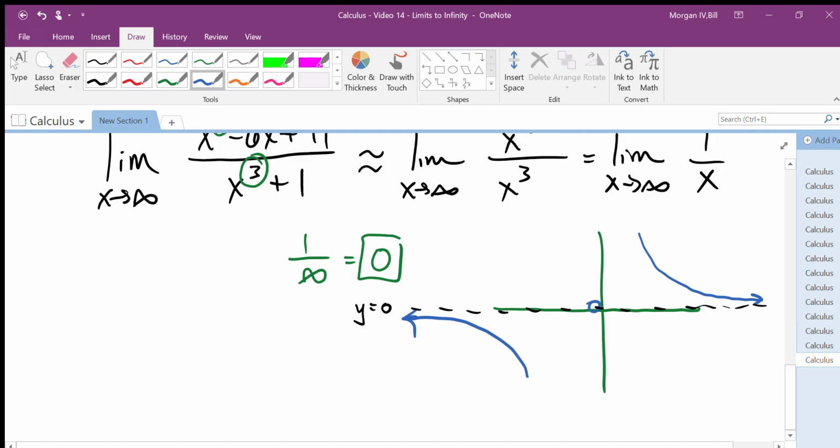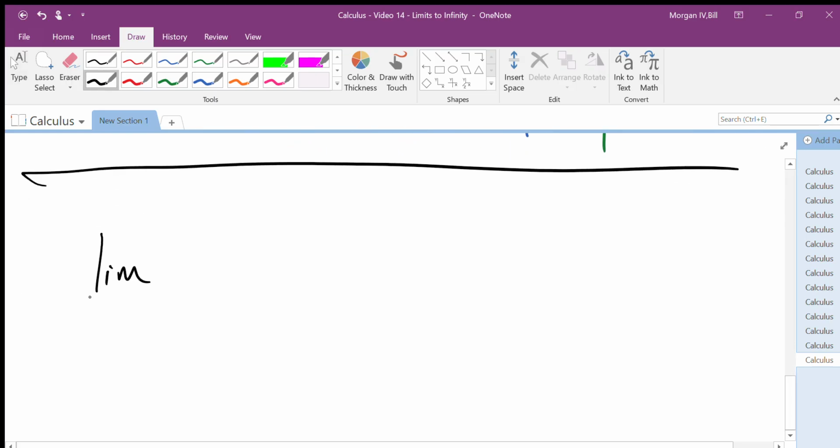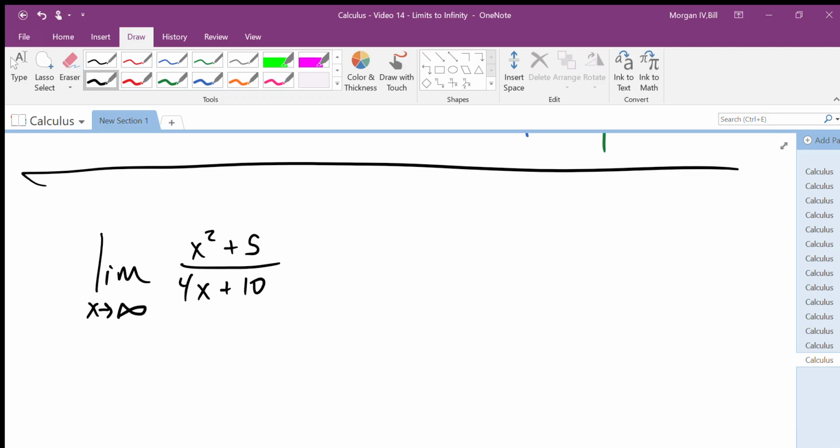Okay, very good. Let's try another example. How about the limit as x goes to infinity? This time we'll go x squared plus 5 over, let's make it, 4x plus 10. Using the same logic that we had before, if x gets really, really big, a really big number squared compared with 5, the 5 doesn't do anything. Same thing with the 10 in the denominator. This is approximately equal to the limit as x goes to infinity of x squared over 4x.